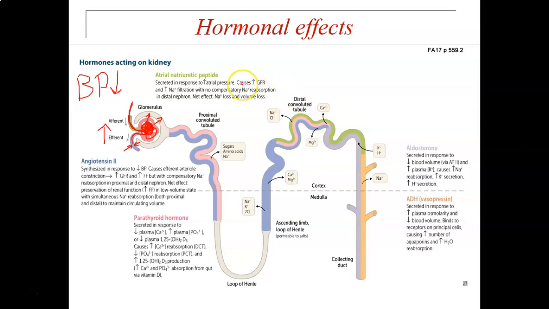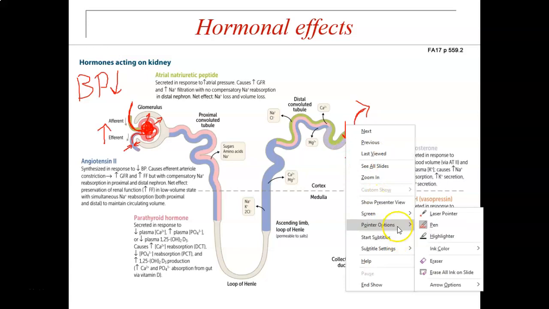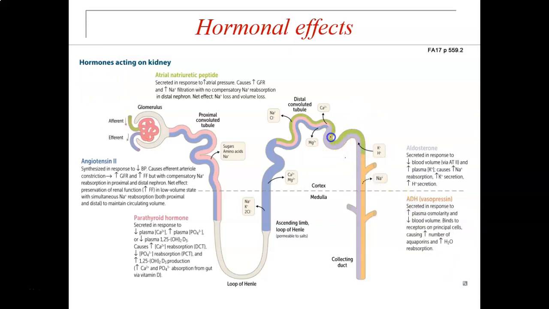We can see it causes increased GFR and increased sodium filtration with no compensatory sodium reabsorption in the distal nephron. Whoa, what the hell does that mean? What that means is sodium is not allowed to be reabsorbed. If sodium is not allowed to be reabsorbed, that means sodium remains in the tubule. If sodium remains in the tubule, where does water remain? Water remains in the tubule. If water remains in the tubule, it remains in the collecting duct, and now it is destined to become lost in the urine.